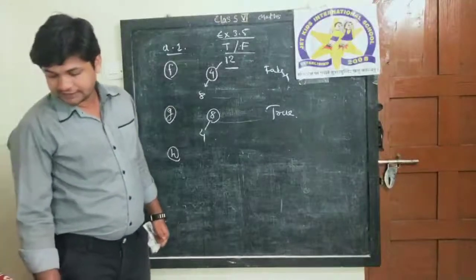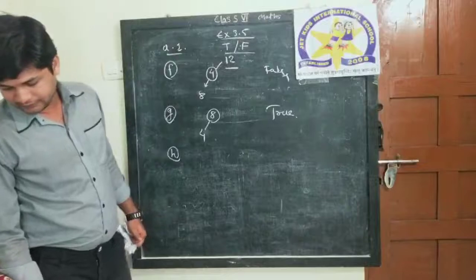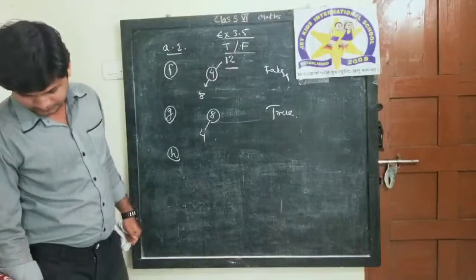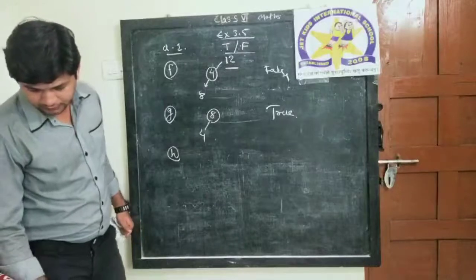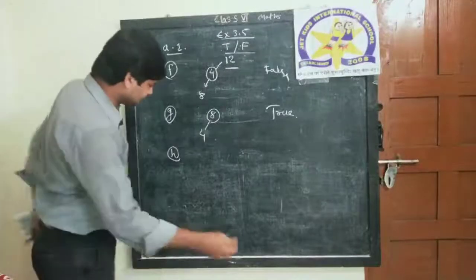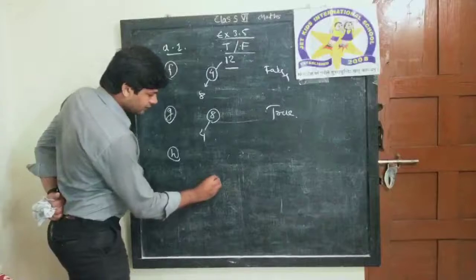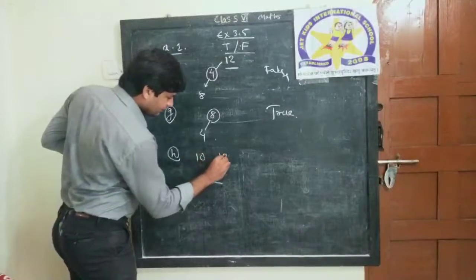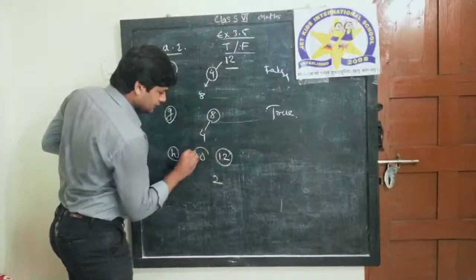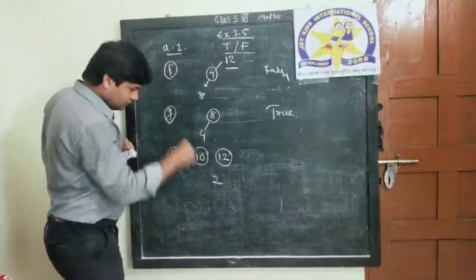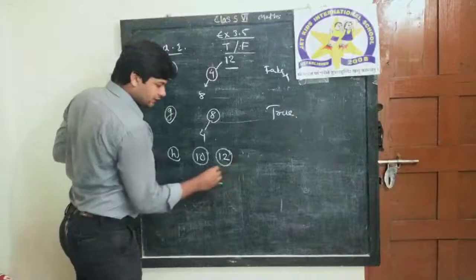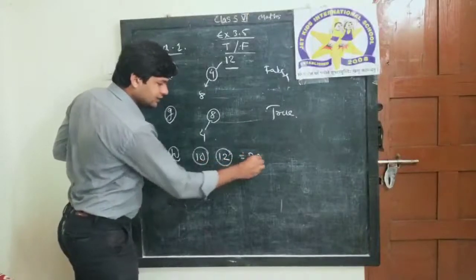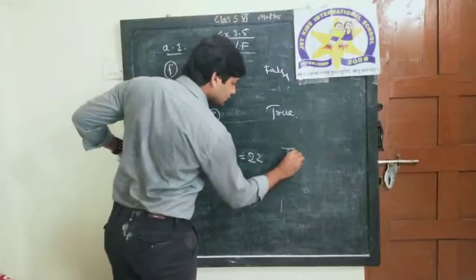If a number exactly divide two numbers separately, it must exactly divide their sum. If a number exactly divide two numbers, that means 10 and 12, right? So it will also divide their sum, means 10 plus 12, 22. Yes, true, we already did it.